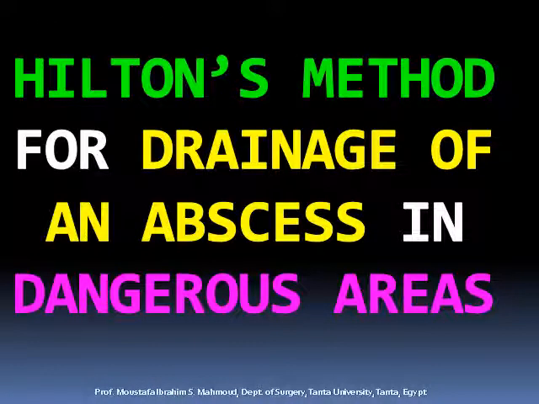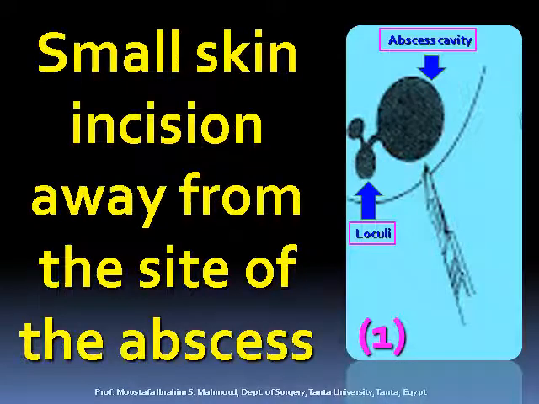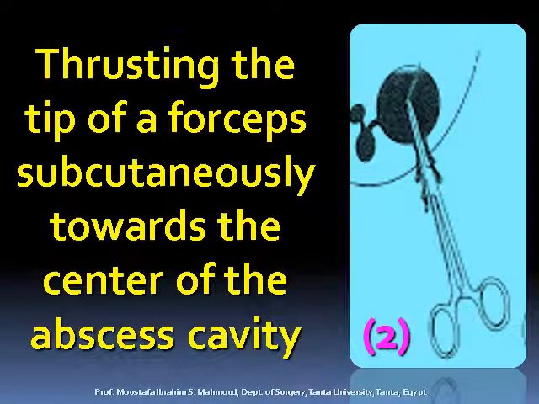Hilton's method for drainage of an abscess in dangerous areas. Small skin incision away from the site of the abscess, thrusting the tip of a forceps subcutaneously parallel to the skin surface towards the center of the abscess cavity.